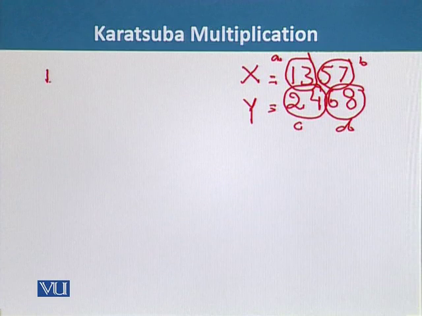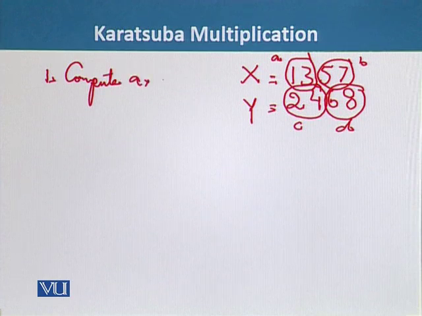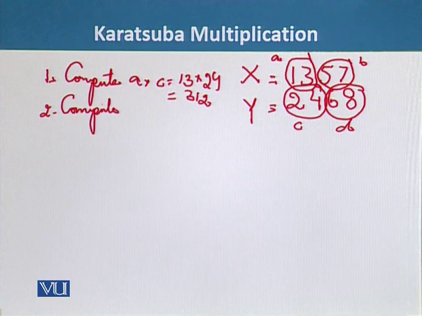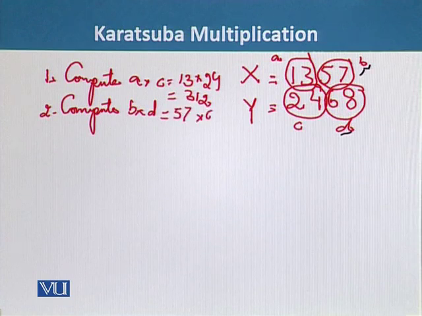The first step is we will compute A times C. A is 13 and C is 24. When we multiply 13 with 24, we get the answer 312. In the second step, we will compute B times D. B is 57 and D is 68, and we got the answer 3876. So these are the first two steps.